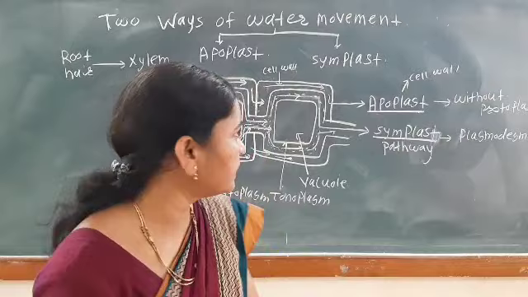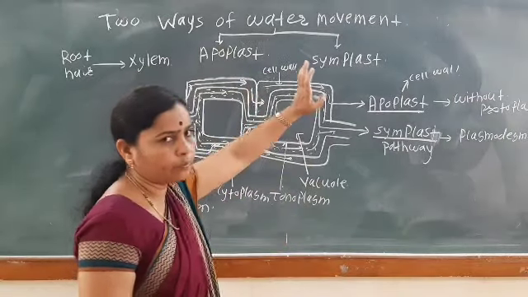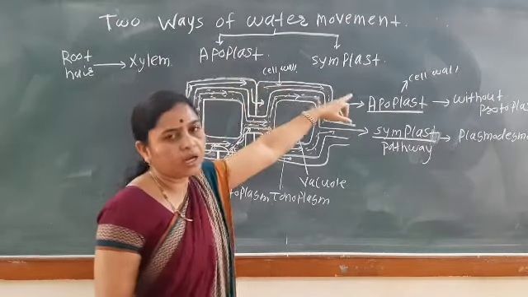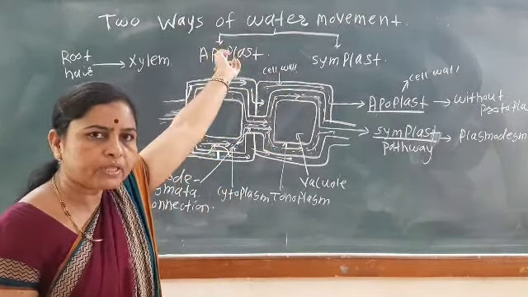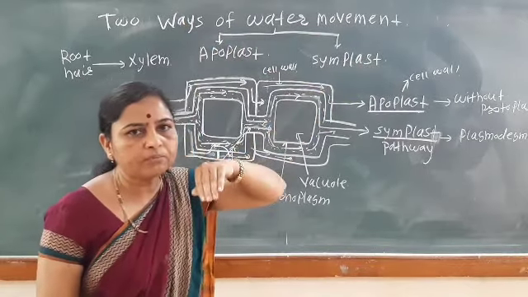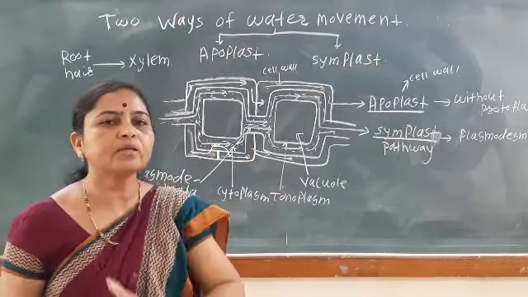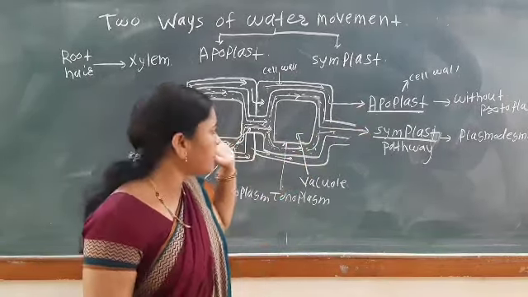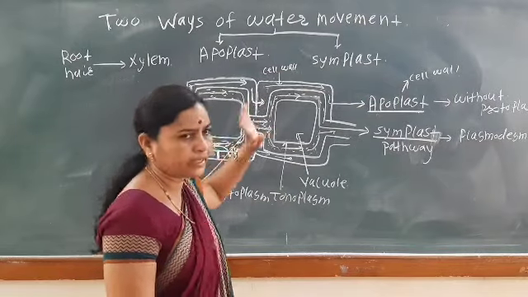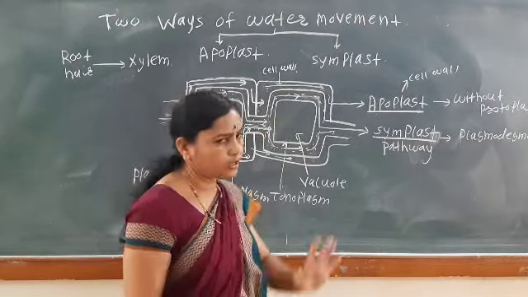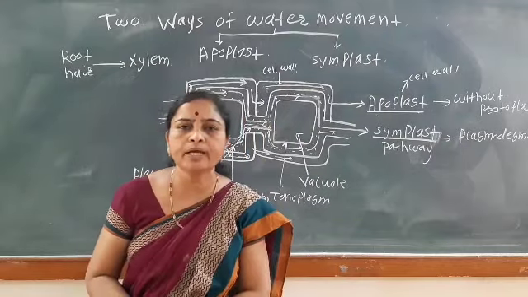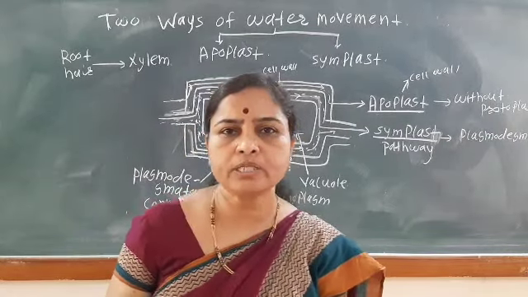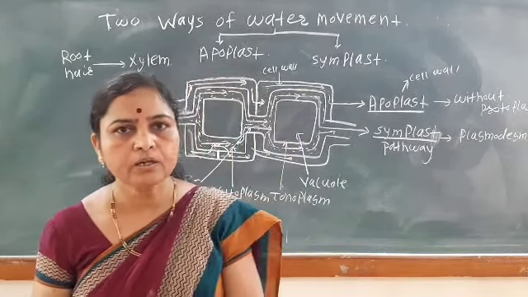Then we have also seen the two ways of water movement. Water movement happens in two ways, one is apoplast and the other is symplast. Apo means without plast, protoplasm. If water passes only through the cell wall and not through the protoplasm, that is known as the apoplast. And in symplast, remember that the movement of the water takes place only through the cell cytoplasm, that is by the formation of cytoplasmic bridge, that is known as the plasmodesmata or the plasmodesmatal connection. Okay students, so today we stop here.